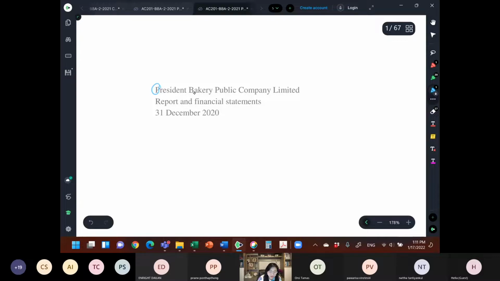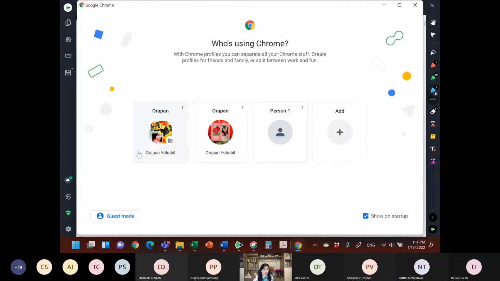So it's PB, right? If you go to the Stock Exchange of Thailand website, this is what we call the tick symbol. The tick symbol for President Bakery is actually PB. Meaning that if you want to search for the information, then you type in PB and then you get to see the information.